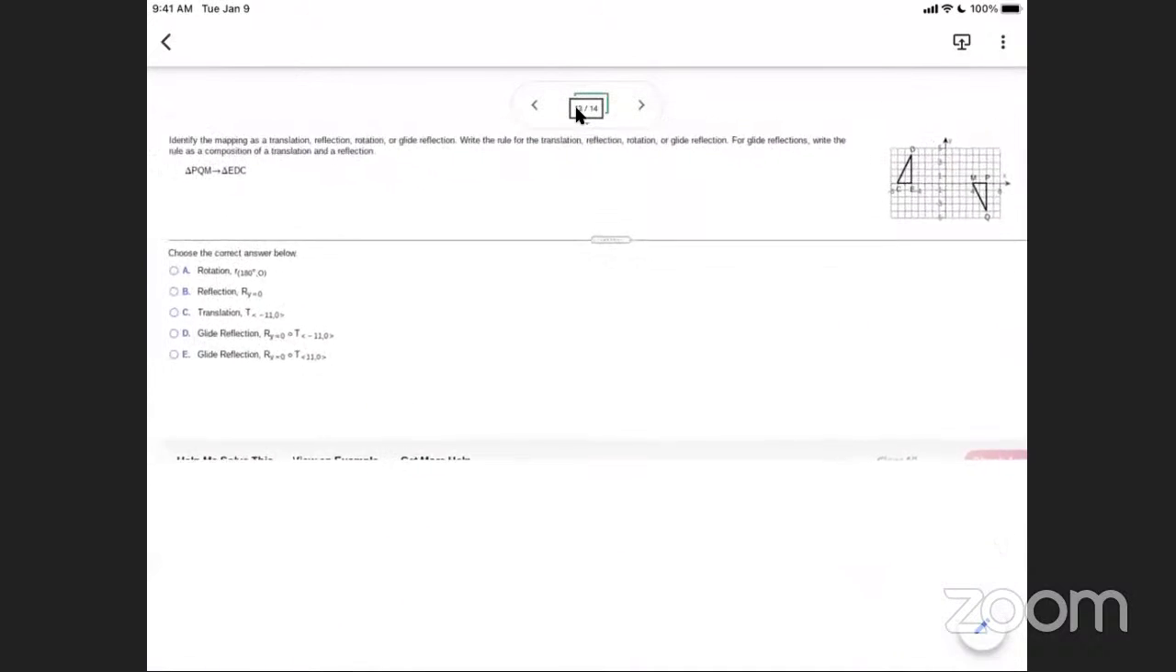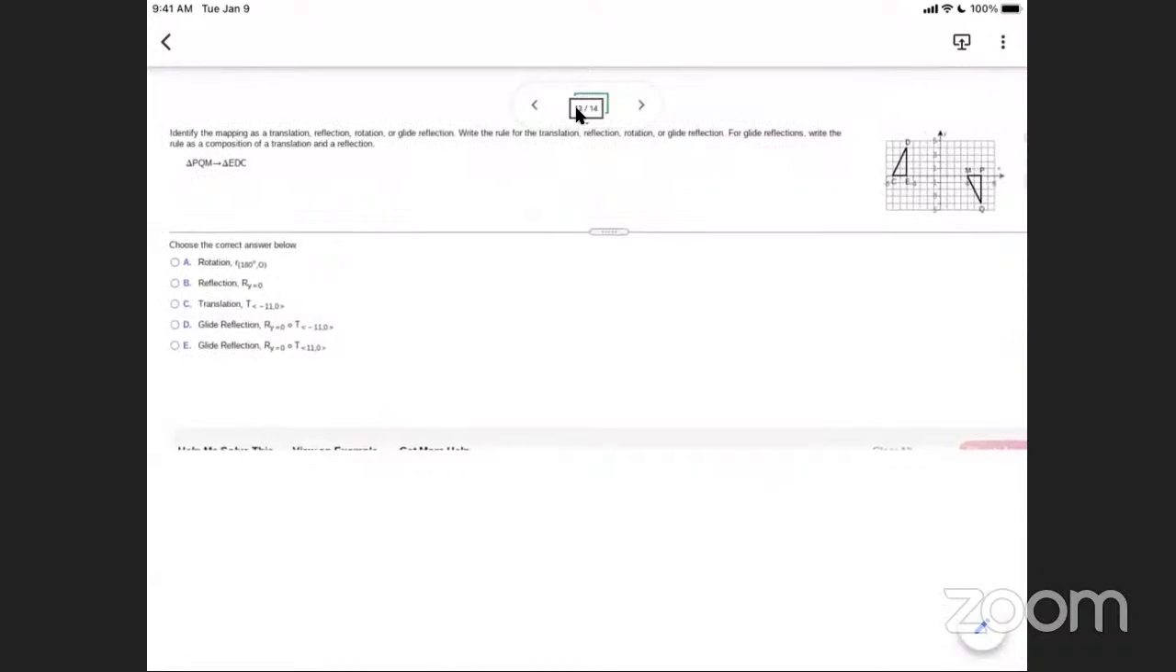It looks similar, but it's different. Oh wait, looks very similar. I think we did this one. Okay, because I'm going from PQM, so it's going to flip up like this. So that's a reflection first, and then a slide to the left.